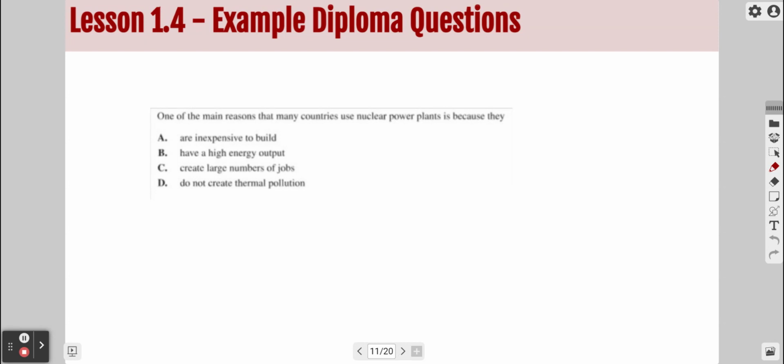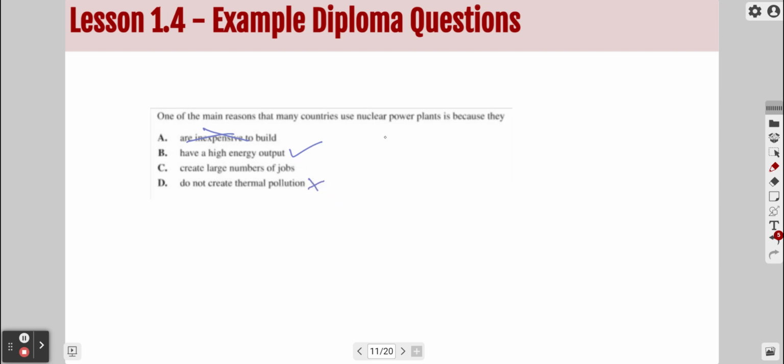Example diploma question. One of the main reasons that many countries use nuclear power plants is because they are, okay, these are true, they're not inexpensive to build. That is not a reason that many countries use them. They do have a high energy output. Do not create thermal pollution. That's not true. Create large number of jobs.